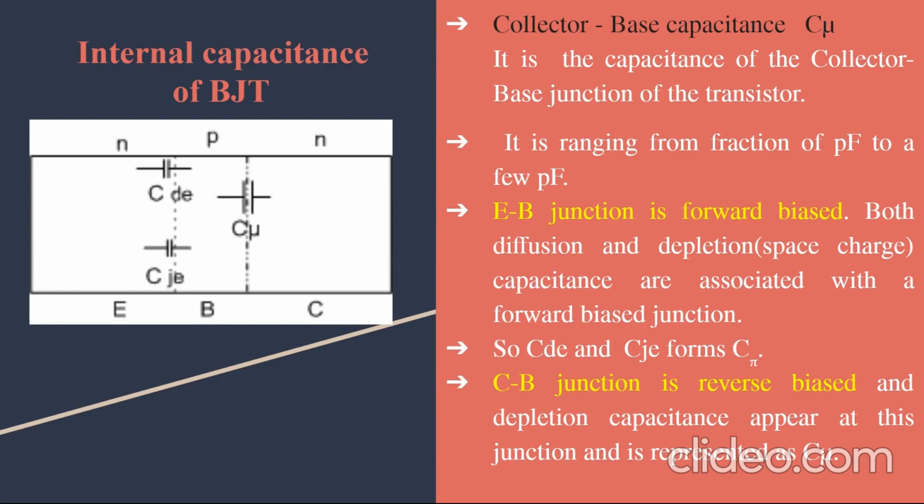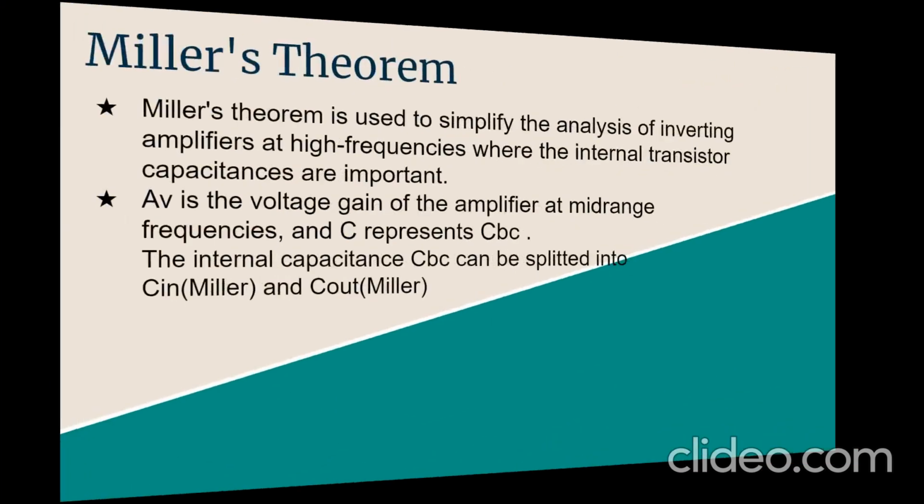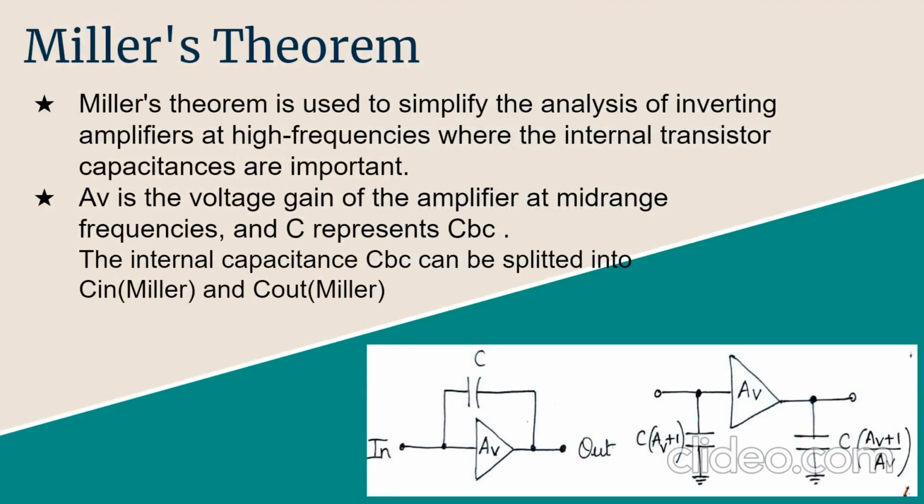This image sums up the content about the internal capacitors. The emitter base junction is always forward biased, so both the diffusion and depletion capacitances are associated with the forward biased junction. So CDE and CJE form C pi. The collector base junction is reverse biased and the depletion capacitance appears at this junction, represented by C mu. Now let us look into a theorem which helps us in understanding the high frequency analysis.